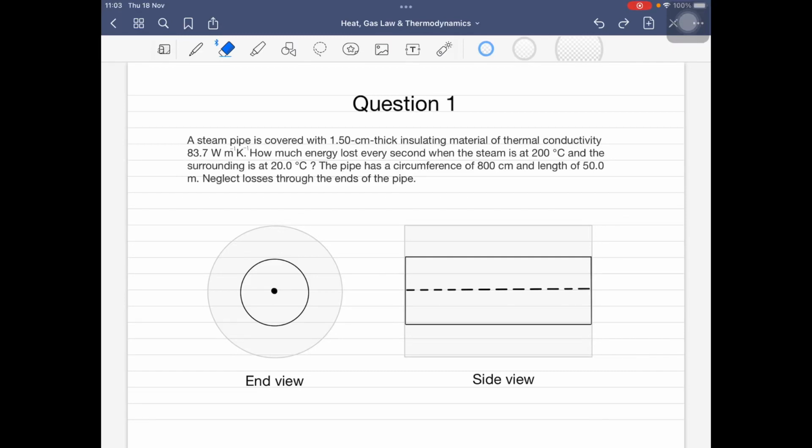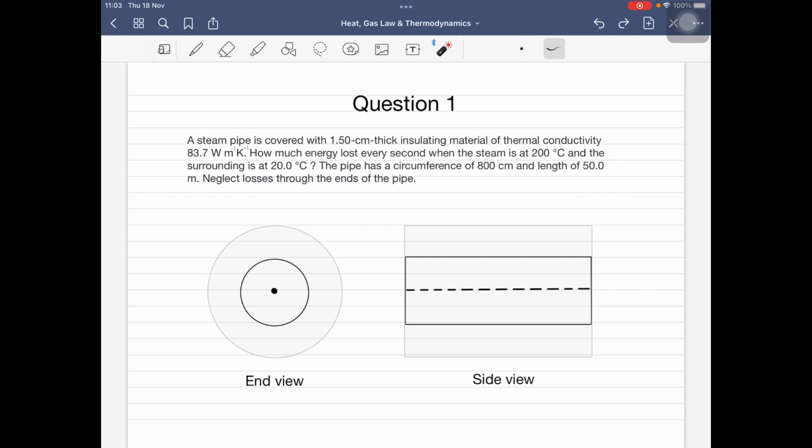So today I'm going to discuss question number 1, which is taken from the tutorial questions for the subtopic heat. The question says that the steam pipe is covered with 1.50 cm thick insulating material of thermal conductivity 83.7 watt per meter per Kelvin.